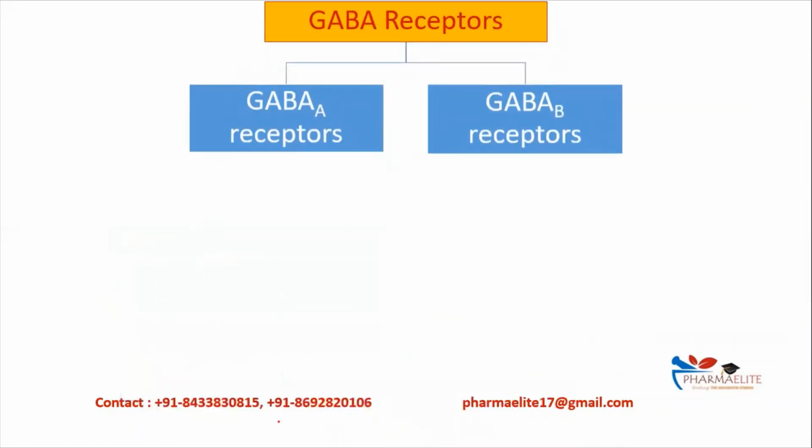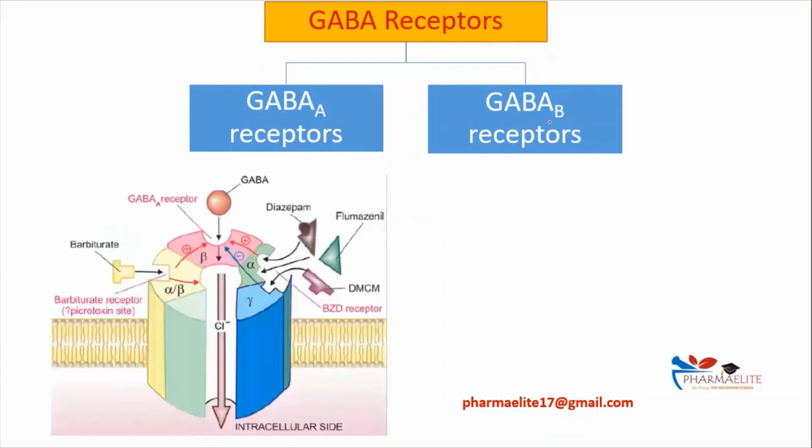So before looking at the mechanism of action, let's learn about the GABA receptor. There are two types of GABA receptor, that is GABA A receptor and GABA B receptor. GABA A receptor is pentameric, that is it has 5 subunits, which are 2 alpha, 2 beta and 1 gamma, and its negative effect on neurotransmission is by acting on chloride ion channels. And here the GABA is binding at the beta subunit.